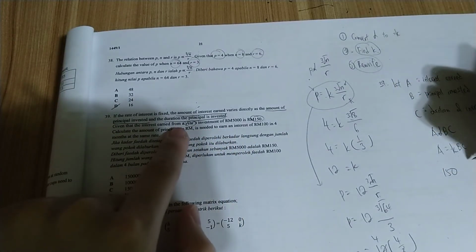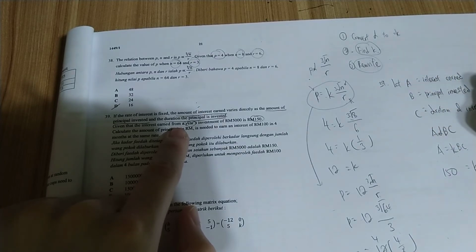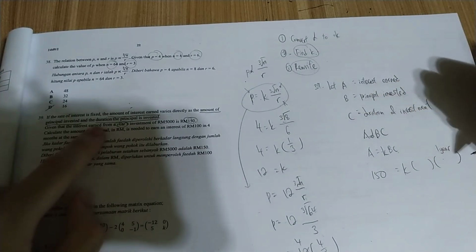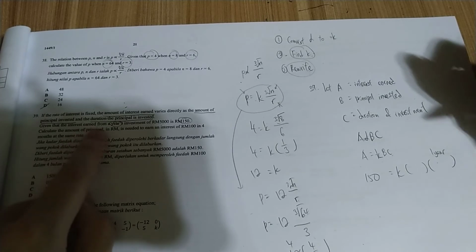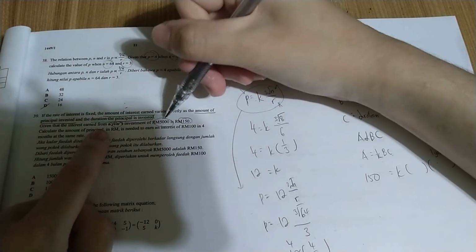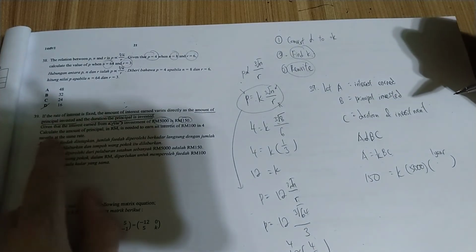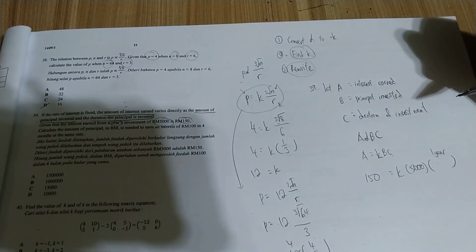And then a year will be the duration. It means that the C will be a year. Right? So it will be 1 year. Okay, like this: 150 equals K, and then bracket 1 year. And then they also say that the 5,000 is what? The 5,000 will be the B. Right? Okay, let's double check whether I read it correctly or not.